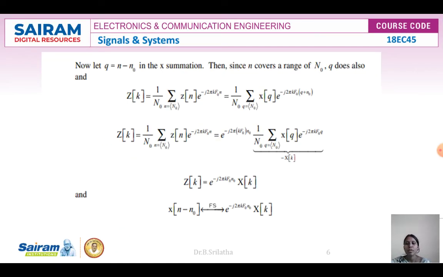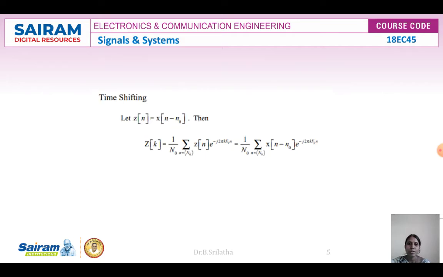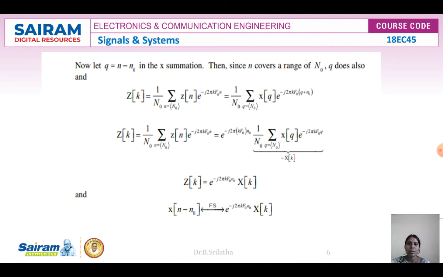Now I'm going to consider one variable for this. We can consider n minus n naught as one variable. So here I consider q is equal to n minus n naught. Now z of k is equal to x of q into e power. Here we want n. n is nothing but q plus n naught. So all that I substituted in the e power. Now z of k is equal to, this is as such only, e power minus j 2 pi k f naught into n naught. This e power of q plus n naught we can divide into two terms, e power minus j 2 pi k f naught into q, e power minus j 2 pi k f naught into n naught.